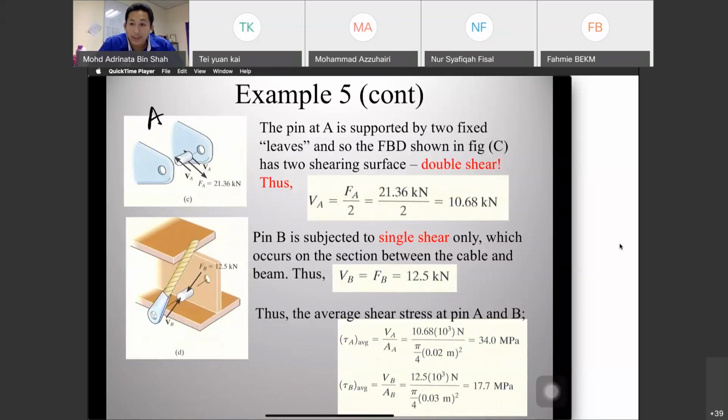Okay, so at point A it is double shear, so F is equal to 2V. V is equal to half of the F. Okay, so calculate the V, and then at pin B you can calculate your single shear. So this is for A, this is for B, and then you calculate your tau is equal to V over A. Then you can get your shear stress of A and B.